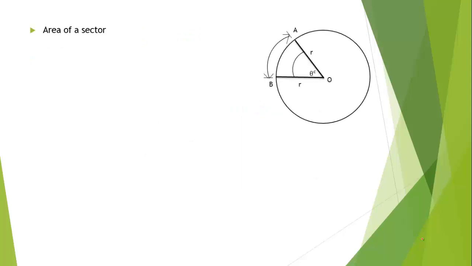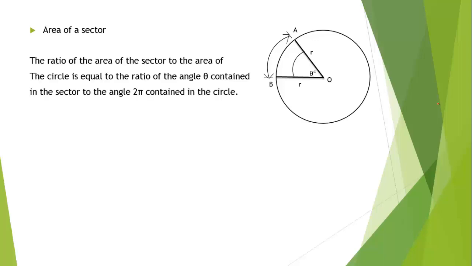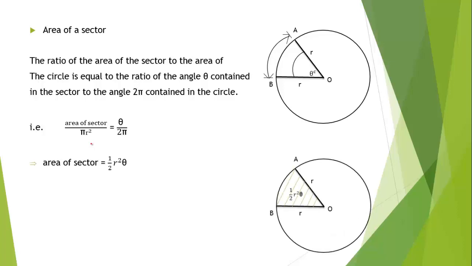Area of a sector. The area of a sector containing an angle of theta radians at the center can be found by considering the sector as a fraction of a circle. The ratio of the area of the sector to the area of the circle is equal to the ratio of the angle theta contained in the sector to the angle 2 pi contained in the circle. That is, the area of sector over pi r square equals theta over 2 pi. So by multiplying both sides by pi r square, we find the area of a sector, which equals half r square theta.